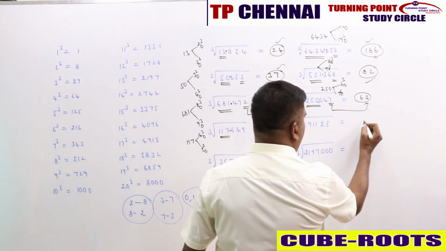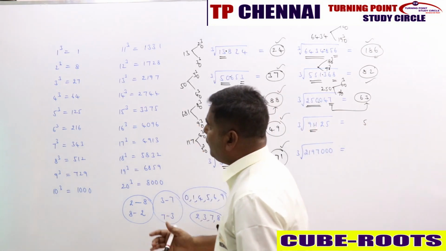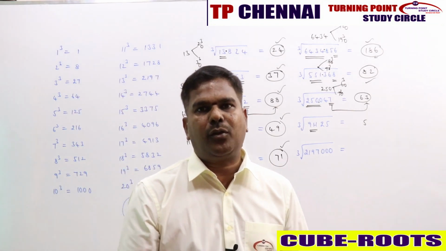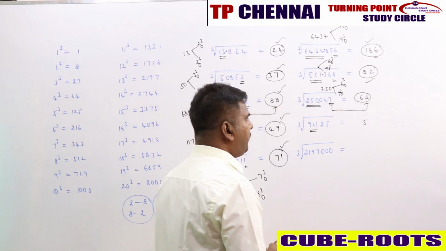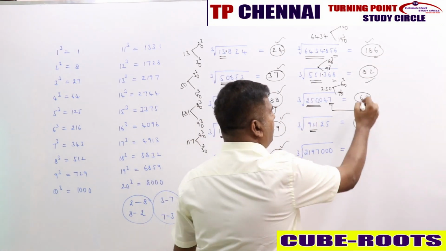If you see the next one, 91125, ending with a 5, 5 only. Put a dot after 3 digits. 91 is lying between which two cubes? 4 and 5, that is 4 cube and 5 cube, 40 and 50. Between 40 and 50, it is none other than 45. So go ahead with that.